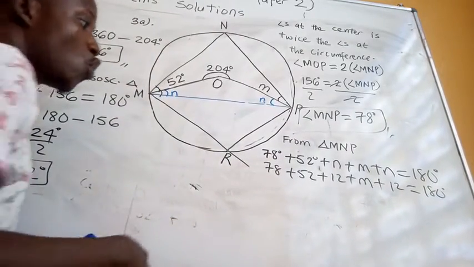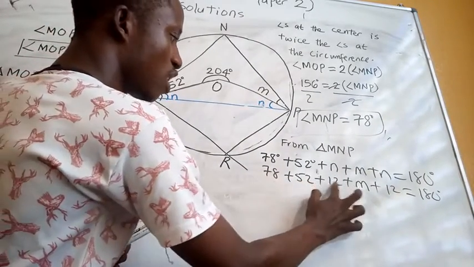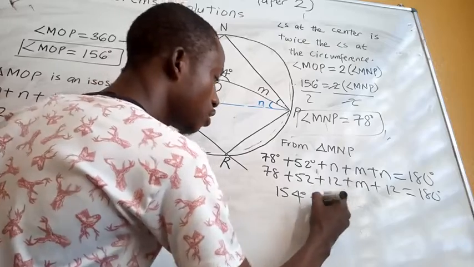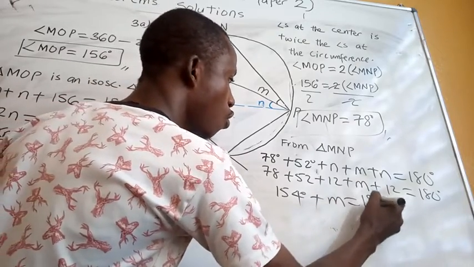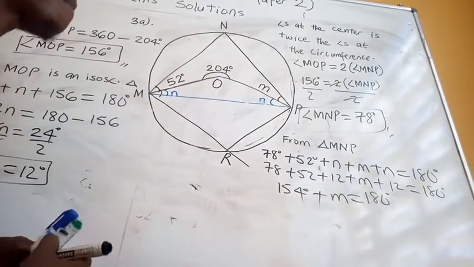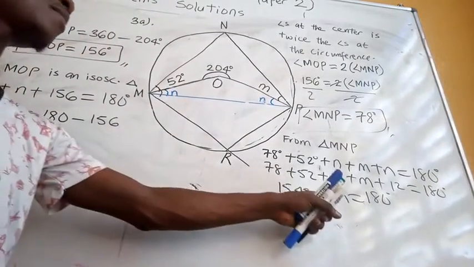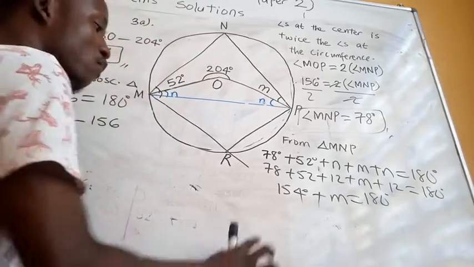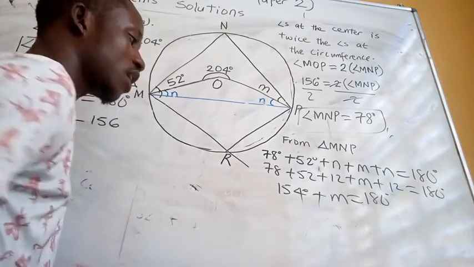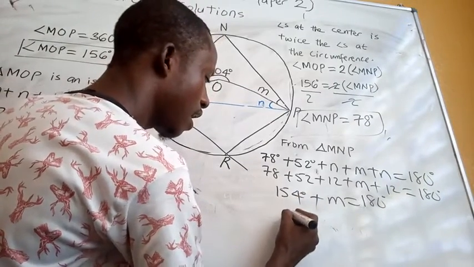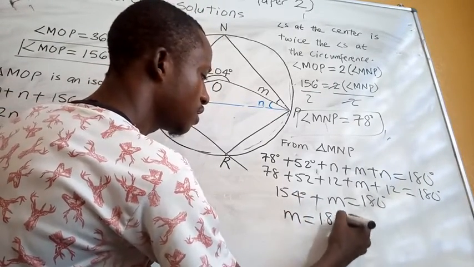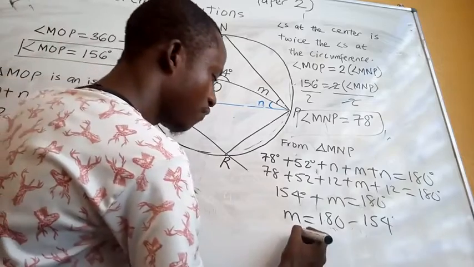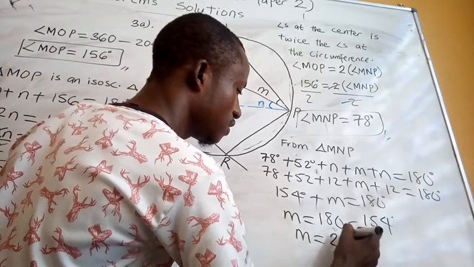So now, when we add 78 plus 52 plus 12 plus 12, we come out to 154 degrees. Plus we have M, all equal to 180 degrees. We have seen that we have made life extremely easier for ourselves. To find M now, we just need to transpose 154 across the equal sign. If 154 goes across, the sign will change from positive to negative. So M is equal to 180 minus 154. So finally, we have our value of M to be equal to 26 degrees.